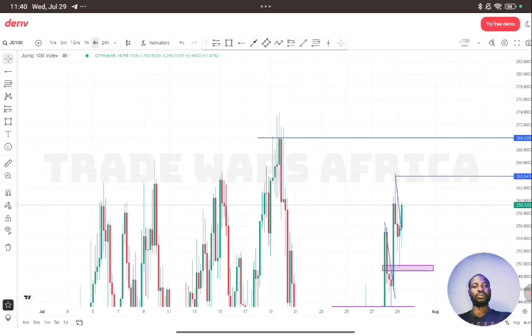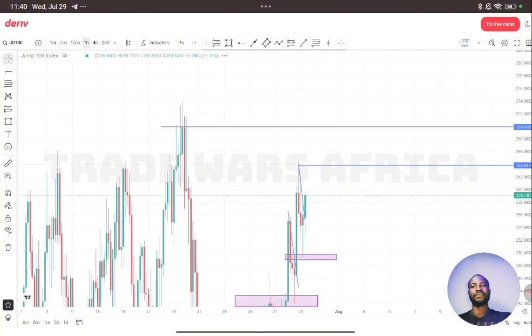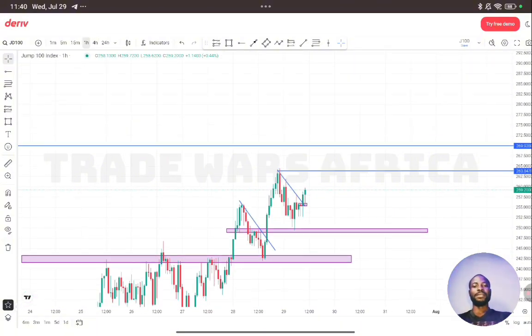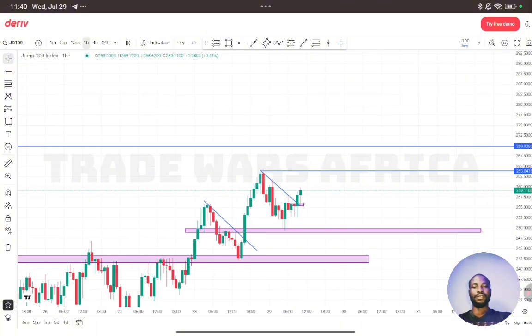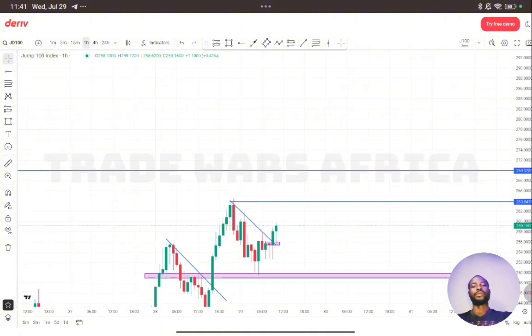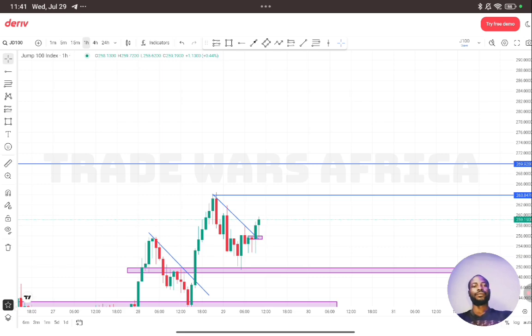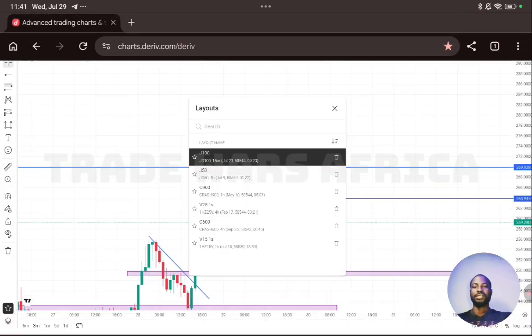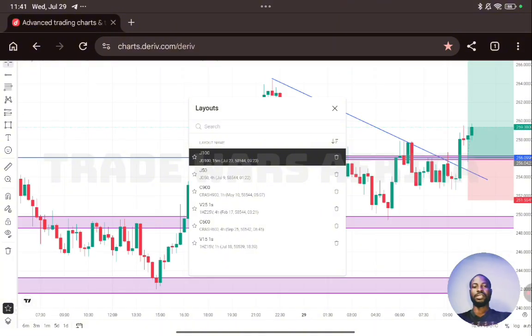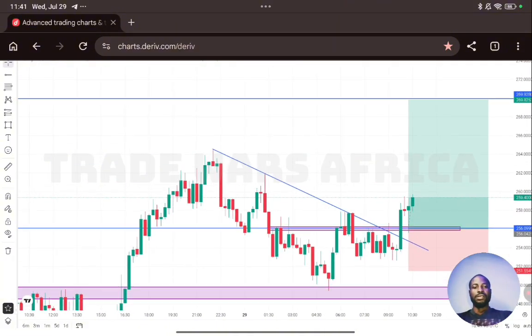So what I do normally is, when the market gets to your first TP, I either TP or I break even, either of the two, just to lock in the profits and wait for the market to head to the final TP, right? So I'm currently in the trade, which is Jump 100, you can see.